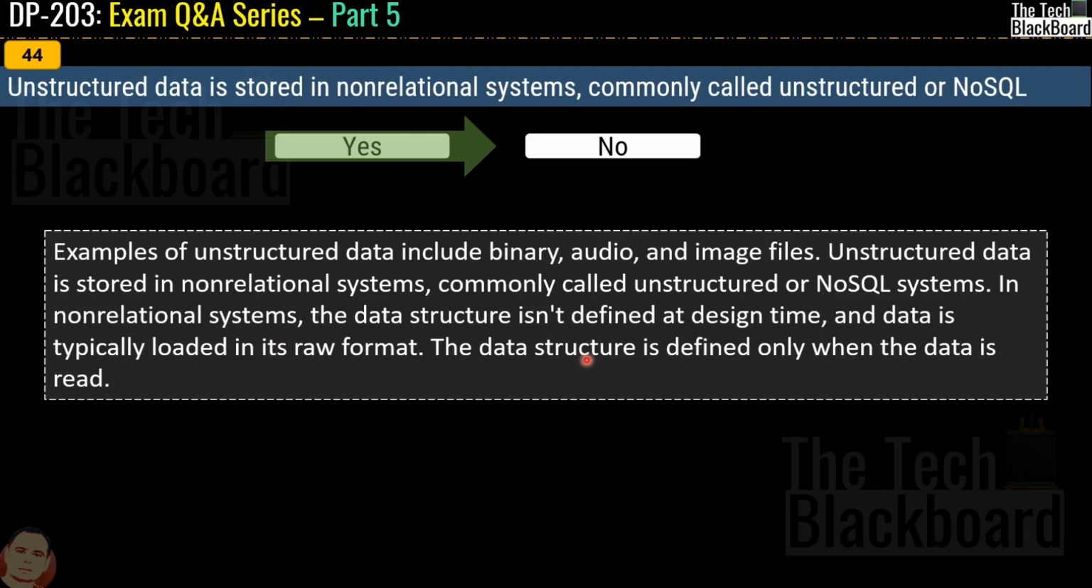So always keep in mind this important difference between non-relational database and relational database. In relational database, we create the data structure at the design time. On the other hand, in non-relational or the unstructured or the NoSQL databases, we define the data structure only when we query them.